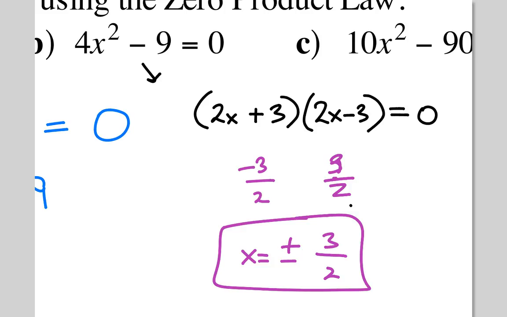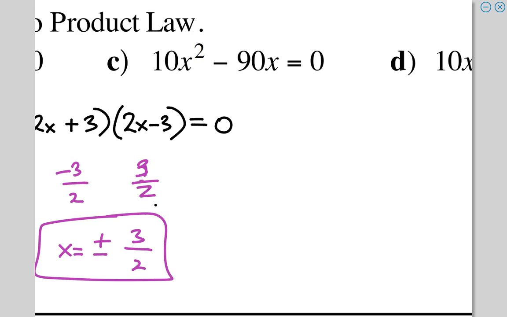So what you're coming to realize is that these difference of squares, what do you notice with them? When you go to solve them, they always have the same answer, but different sign.